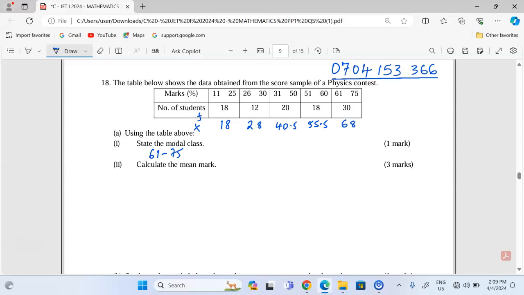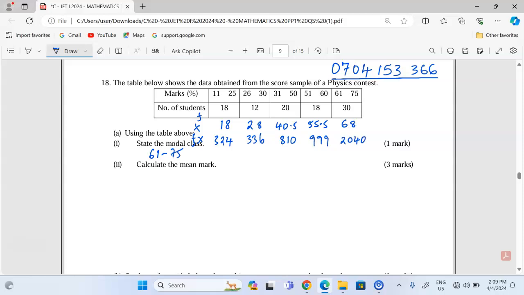Now, after getting the class midpoints, we have to multiply each class midpoint by the frequency, fx. So 18 by 18 gives us 324. The next is 12 and 28, giving us 336. The next is 20 and 40.5, giving us 810. Then we have 18 by 55.5. This gives us 999. And finally, we have 30 and 68. This gives us 2040.